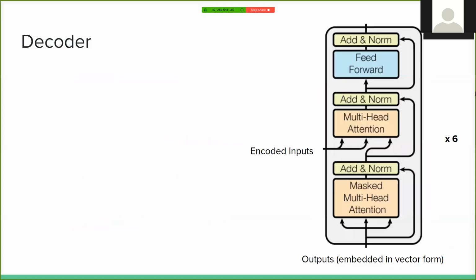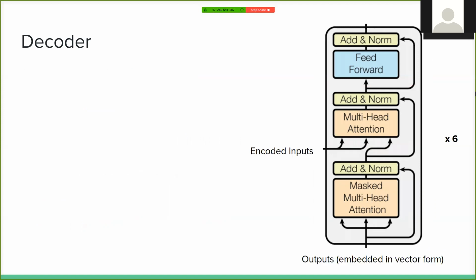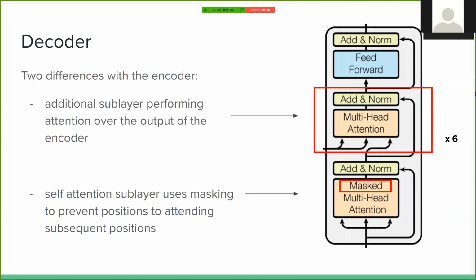The decoder is pretty similar. It's different in only 2 aspects. The first is that it has an additional sublayer that is performing attention over the output of the encoder, just like we can see here. The second is that it's using a self-attention sublayer that uses masking to prevent positions from attending to subsequent positions. That means that when we are computing the representation of the outputs that have been generated so far, we only want positions to attend to positions that come before them. This is done in order to conserve the autoregressive property of the model.